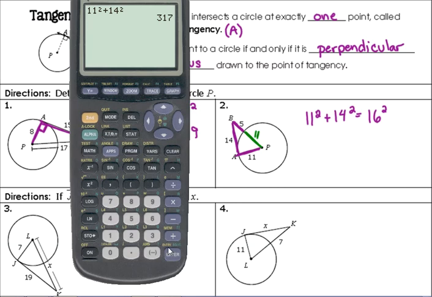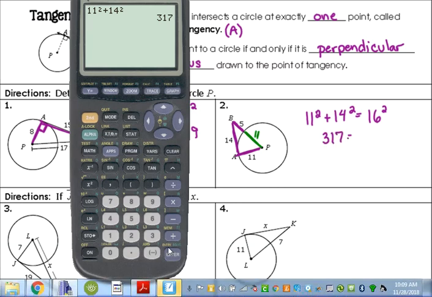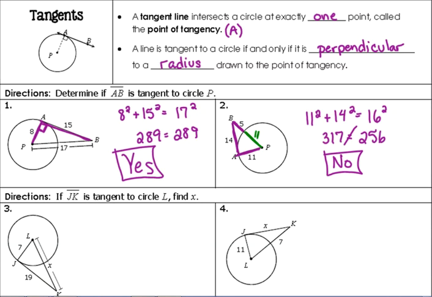So 11 squared plus 14 squared is 317. 16 squared, I don't believe is 317, no, it's 256. So those are not equal, so no, that segment is not tangent to that circle, so there is not a right angle there at A.